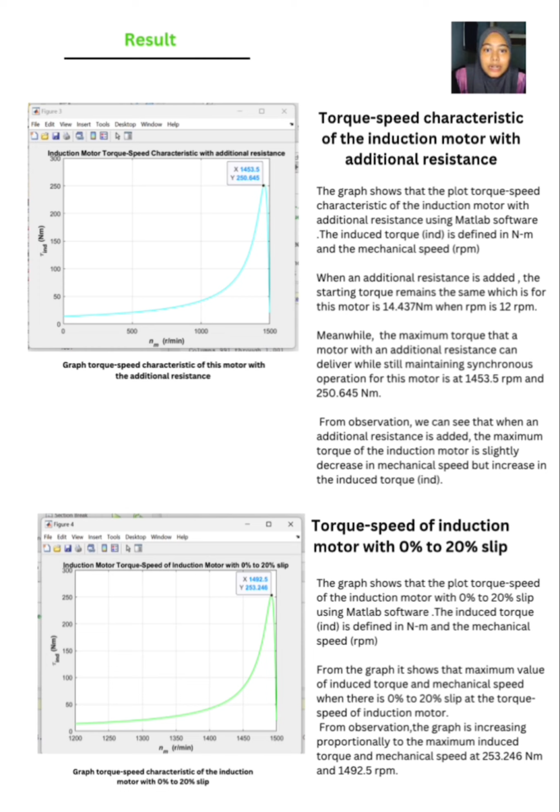Next, for the second graph, the torque speed of the induction motor with 0% to 20% slip. This graph shows the plot of torque speed of the induction motor with 0 to 20% slip using MATLAB software. The same as before, the x-axis is the mechanical speed in RPM, and the y-axis is the induced torque in Nm. We can see that the graph is increasing proportionally, whereas the maximum value we got is 253.246 Nm and 1495.5 RPM. From our observation, this graph is increasing higher than before.